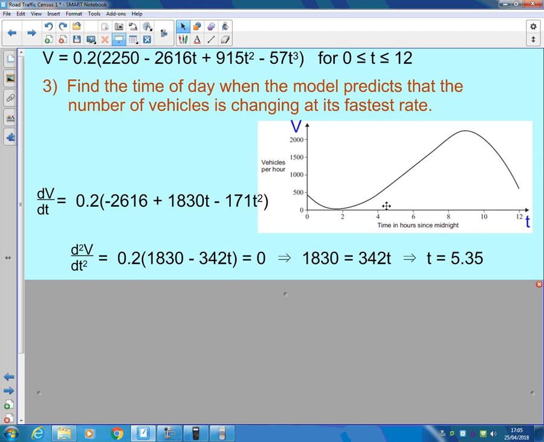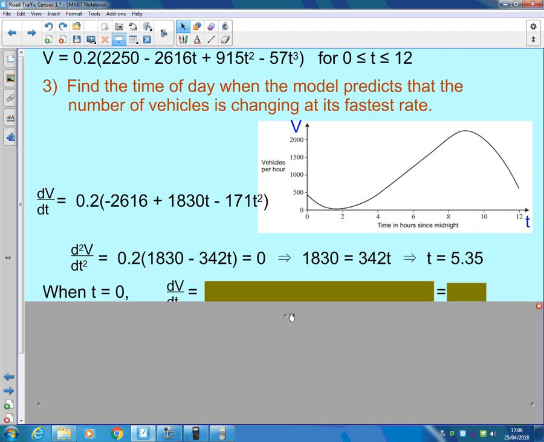Now that is where the rate of change has got its steepest increase. So if we were being asked, what time of day predicts the number of vehicles is increasing at its fastest rate? This would be when it happens, here. But it doesn't say increasing, it says changing. So it could be where it's increasing here, or where it's changing. And where it's changing, the steepest parts are right at the start and right at the end, because of course we're not going past 12 on the model.